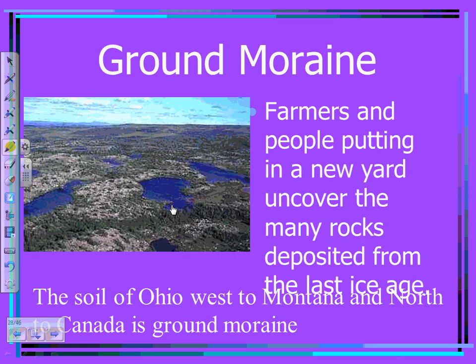Another example of ground moraine is here in this picture, which illustrates Ohio, Montana, Wisconsin, Michigan. A lot of that ground was pushed down from Canada, and farmers and people putting in a new yard uncover the rock deposited from the last ice age. Like I said initially, a lot of the material, the topsoil, we can thank Canada for, because the glaciers pushed it down into northern and especially southern Wisconsin at the terminus, or the bottom of the last glacial age.